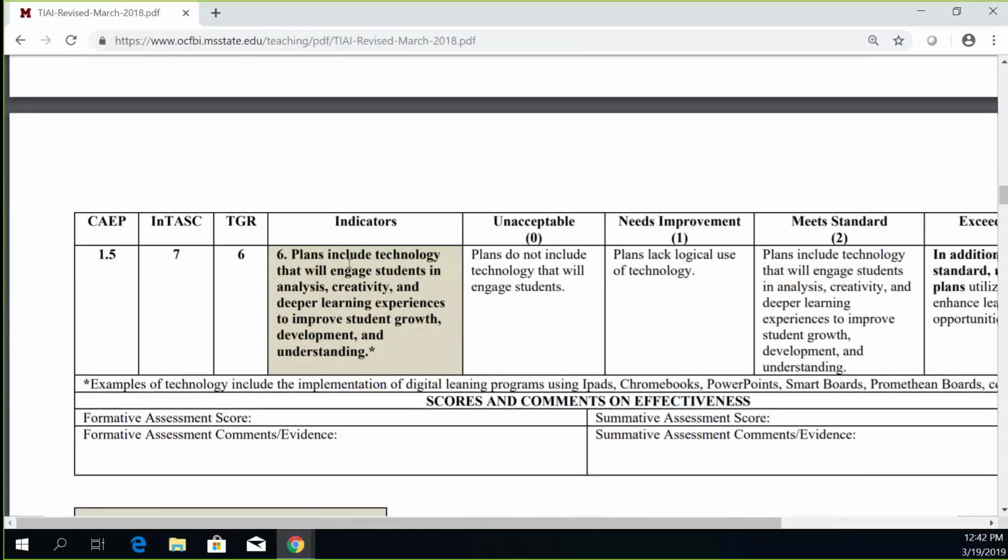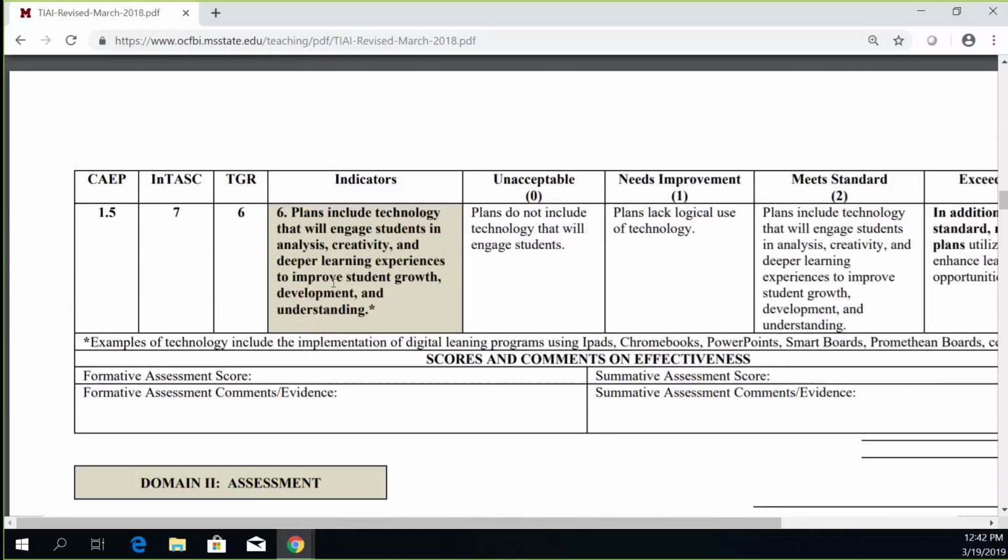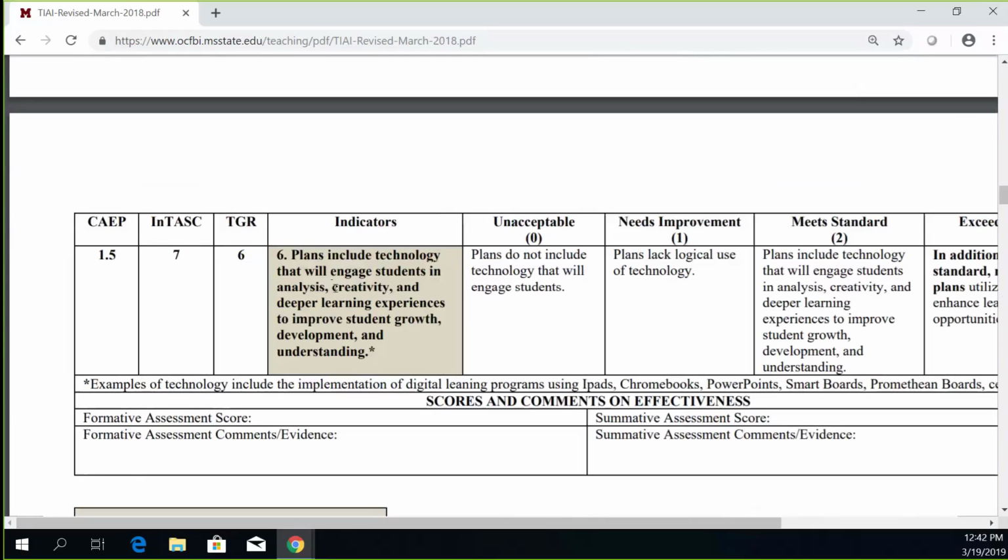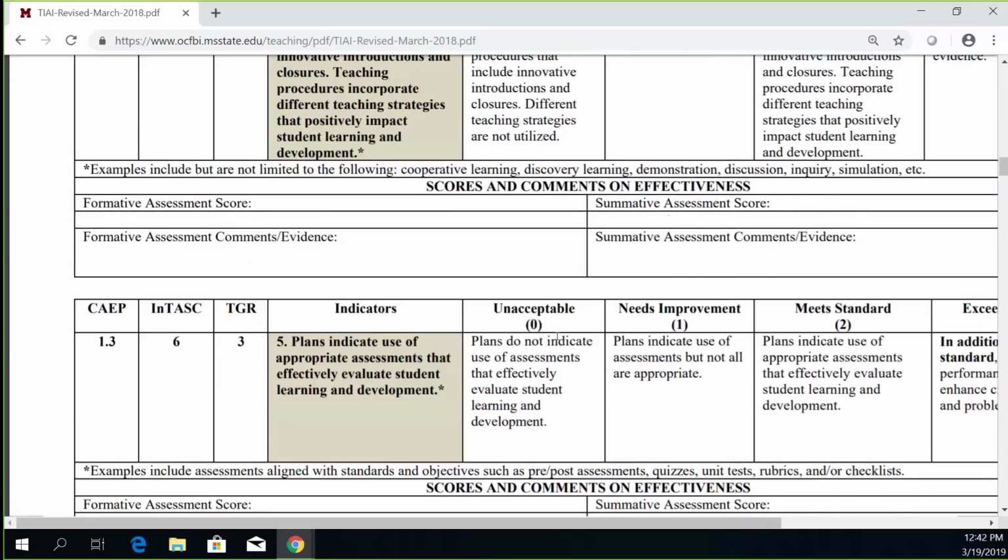All right, plans includes technology that will engage students in analysis, creativity, deeper learning experiences. So did you use any type of technology? You don't have to, but do your lesson plans indicate that you have technology in there? You'll notice that that is Domain 1.